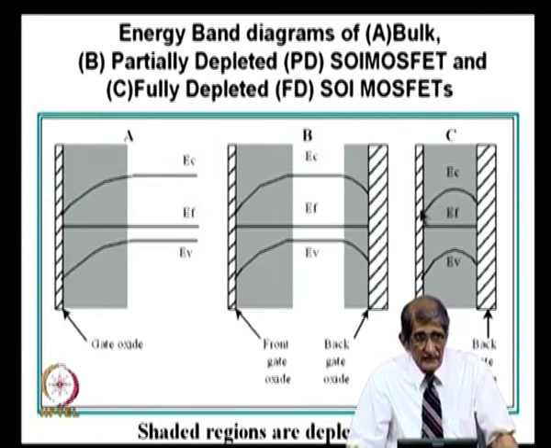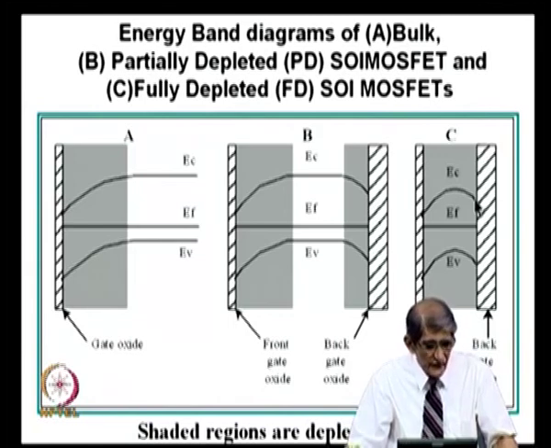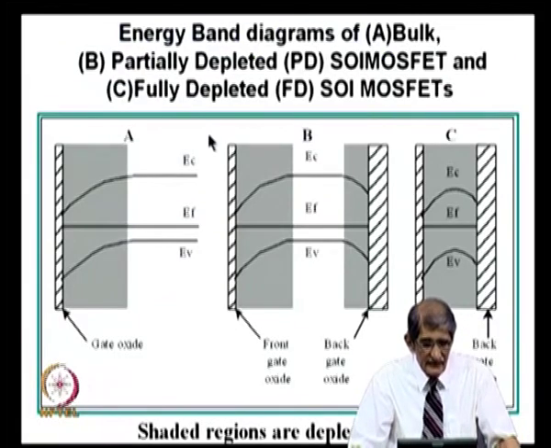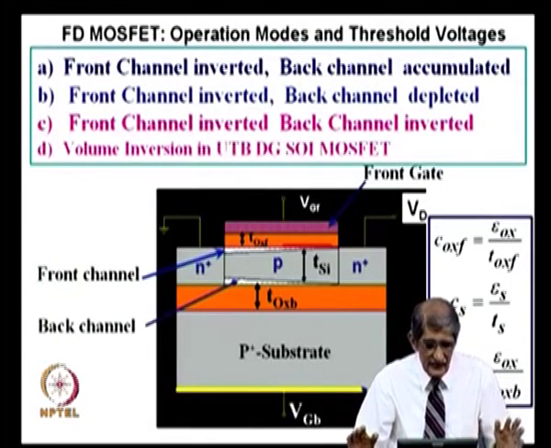This will be inverted if this potential is twice phi f. This will be inverted back channel if that potential is twice phi f. Okay. Notice also you are applying that voltage with respect to this source region. Hereafter the analysis becomes slightly different, marginally, but you will have to be careful in looking at the entire situation.